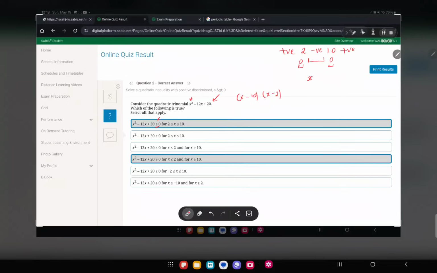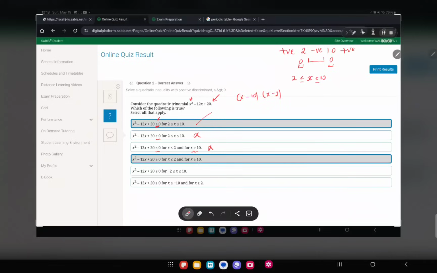So when is it less than or equal to 0? When it's in between 2 and 10, right? But do I put less than or equal, or do I put strictly less than? I put less than or equal because they said less than or equal here. Okay, so in between 2 and 10. Correct. Is it greater than or equal to 0 in between 2 and 10? No, we just said it's actually less than or equal to 0 in between 2 and 10. Is it less than or equal to 0 when x is before 2 and when x is after 10? Obviously not, right? So that's wrong.